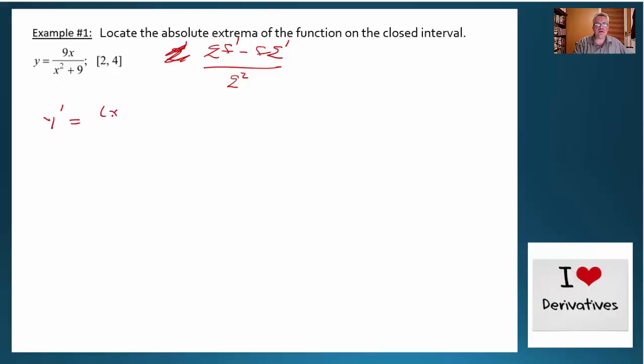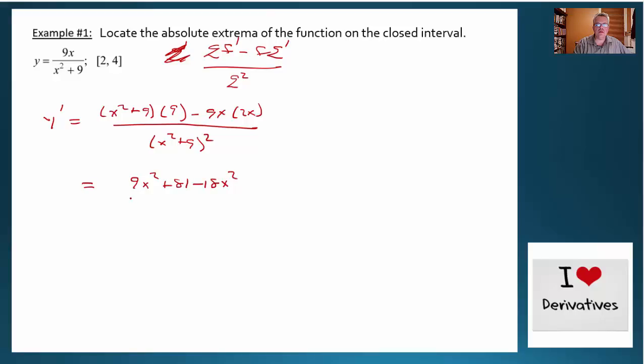y prime would be x squared plus 9 times f prime, which is 9, minus f times g prime, which would be 2x, all over the quantity x squared plus 9 squared. And this is equal to 9x squared plus 81 minus 18x squared over x squared plus 9 squared. And I get 81 minus 9x squared over x squared plus 9 squared.